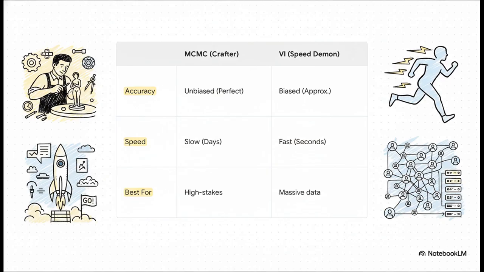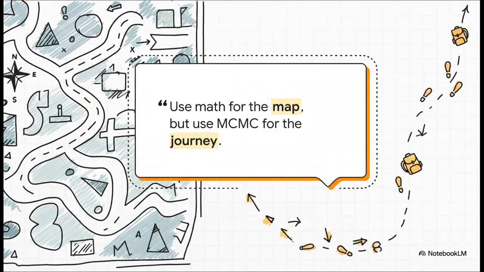VI, on the other hand, is the speed demon. It's an approximation, so it's technically biased, but it is blazing fast. The choice is simple. If you're launching a rocket to Mars, you use MCMC. If you're building a recommendation engine for 1 million users, you're probably going to use VI. So if you remember just one thing from all this, let it be this simple idea. Use math to draw the map of your problem. But when that map gets too complicated, you need to use MCMC for the journey.